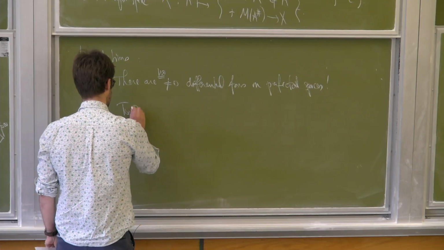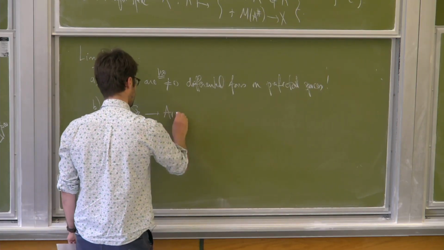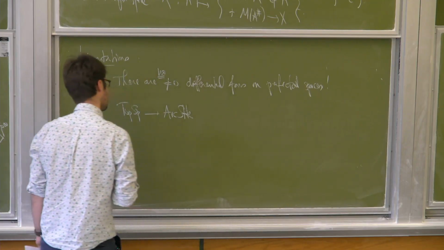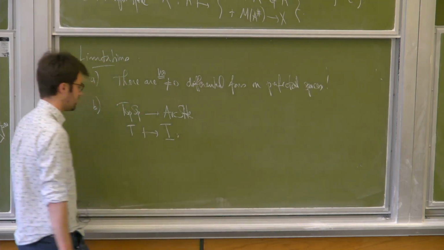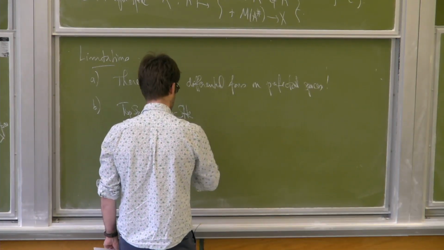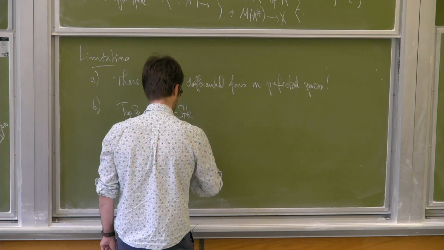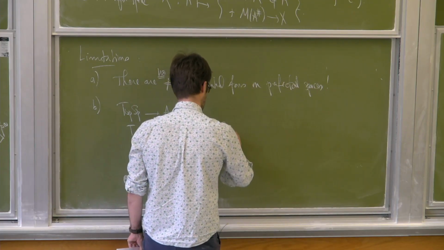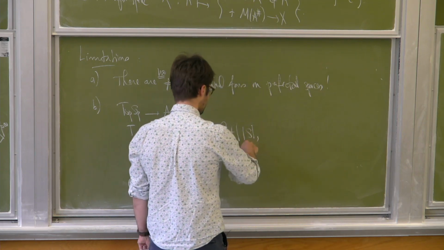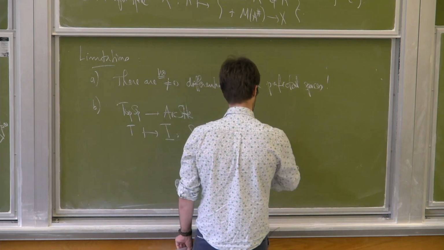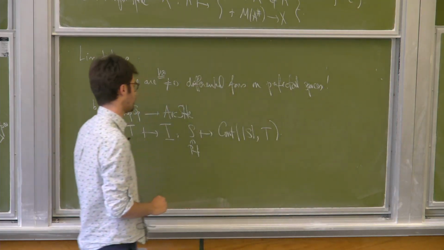So that's one issue. And maybe another one is, so there is a functor from the category of topological spaces to arc stacks, which sends a topological space T to an arc stack, which is usually denoted by T underline, which is, again, sending a perfectoid space S to continuous functions from its underlying topological space to T.